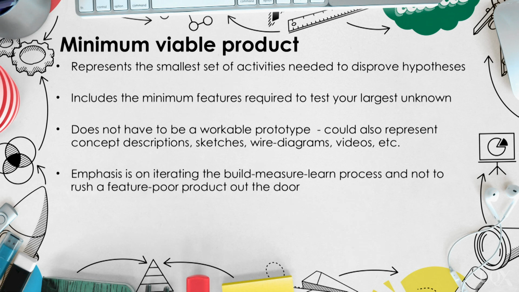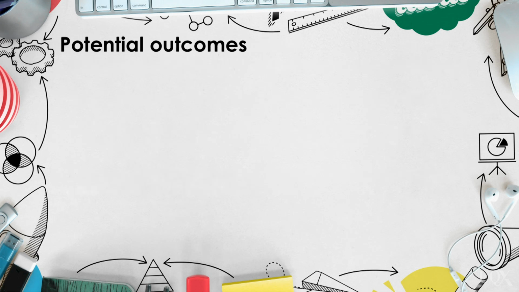The emphasis is on iterating the build, measure, learn process and not to rush a feature-poor product out the door and risk your reputation in the market. There are 3 potential outcomes to a MVP test.